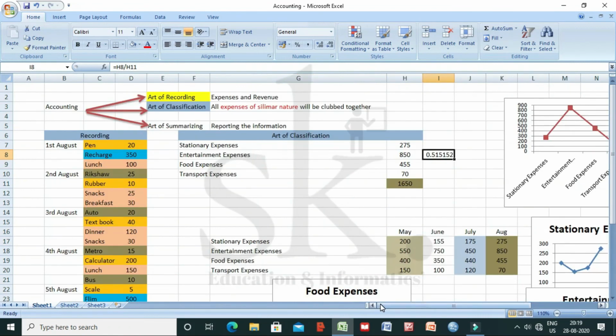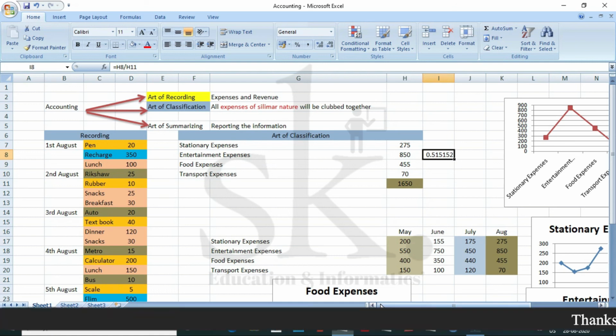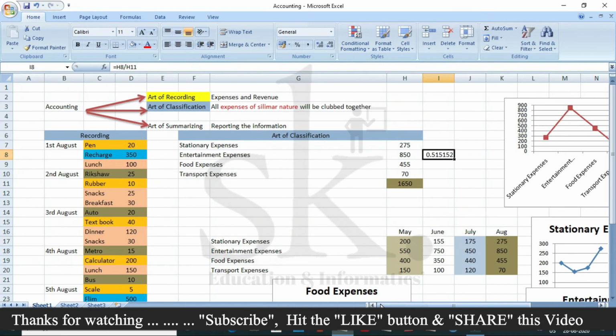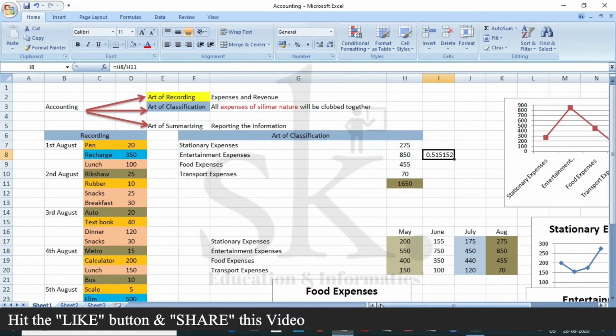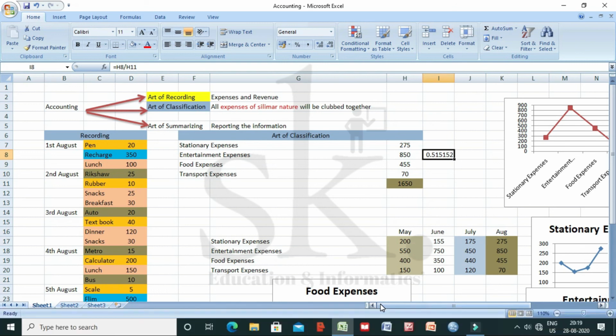So thus, what do we conclude? We conclude that in accounting we do 3 important things. Art of recording, where we have recorded transactions. The next point is art of classifying, where expenses of similar nature are clubbed together. And the last part is summarizing, where we report the information. So we have stored, we have sorted out, we are retrieving that information, and we are summarizing and interpreting that information. And that is the reason why we say it's a measurement, processing, and communication of financial and non-financial information. I hope you have understood the concept.